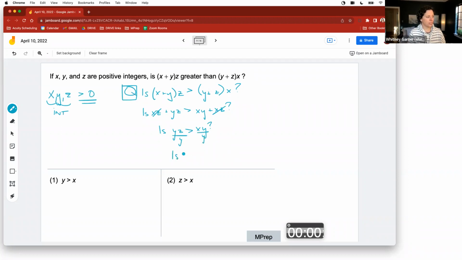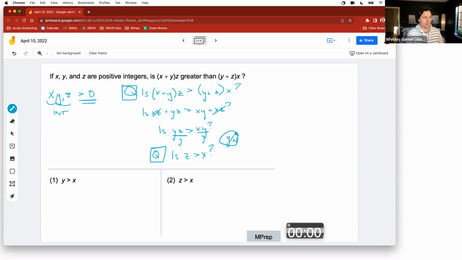And now my final question is, is Z greater than X? So the power of the rephrase in this case, and this is an example of a yes-no question. Is Z greater than X? Yes, it is. Is Z greater than X? No, it's not. Okay, so this is a yes-no question. They're just asking me whether the answer is a yes or a no.